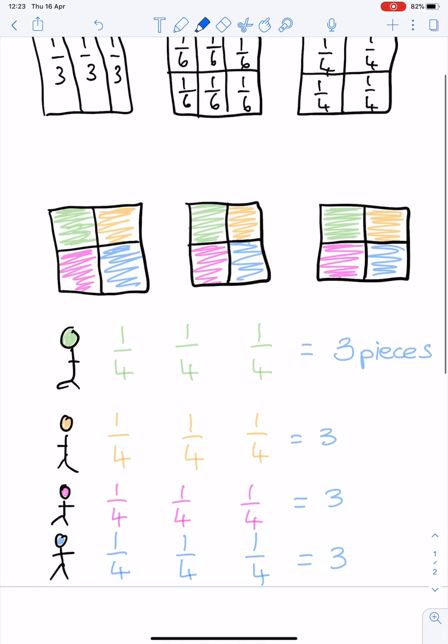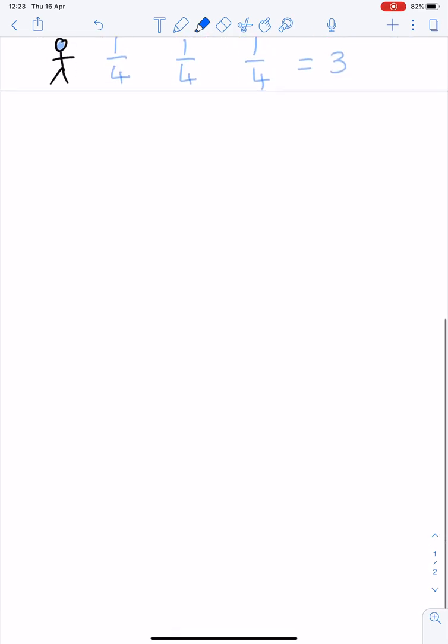We are now going to move on to exercise 63.2 on page 123. This exercise is showing you how to write fractions on a number line. So if I have a number line that goes from 0 to 1, and I want to cut it into 4 equal parts.